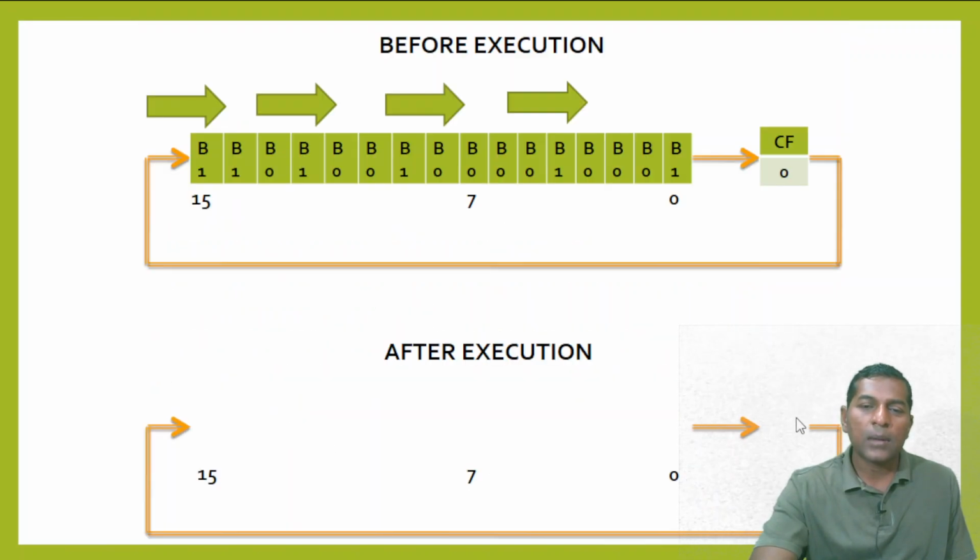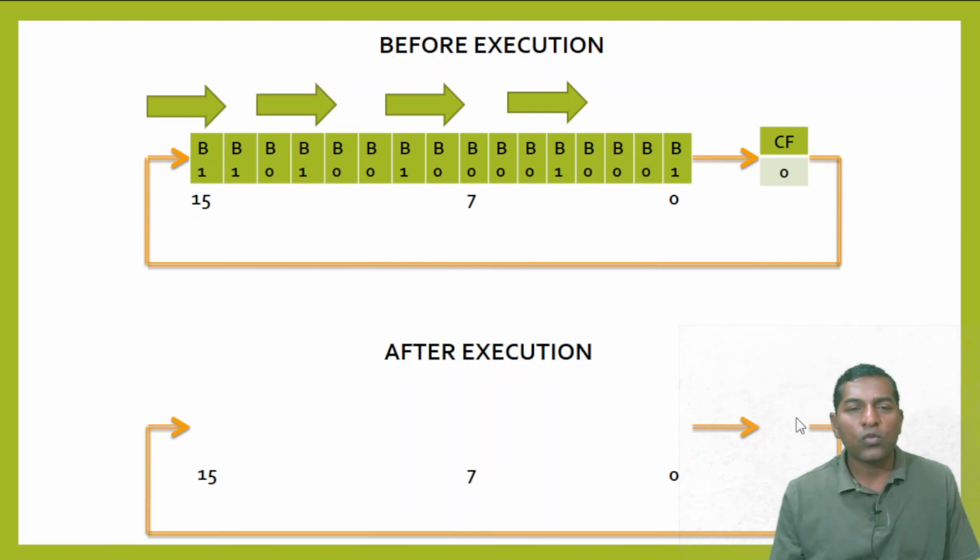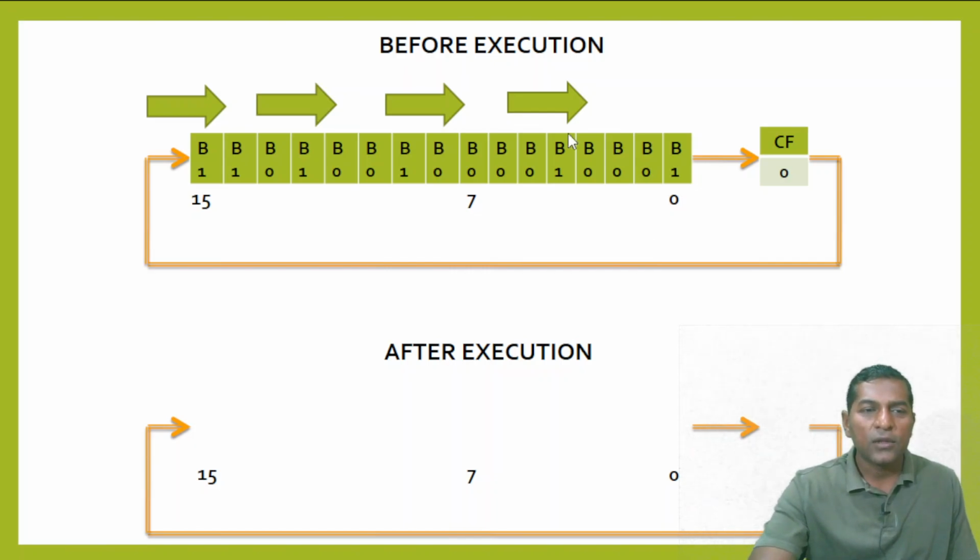So this is an example. How does it work? If we are trying to shift the contents, RCR, rotate right through carry. The contents of carry is 0 and the contents at B0, B1, B2 are likewise. So when we rotate, the contents will be moved into the carry flag. This B0 content will be shifted to the carry flag, and the contents of the carry flag will be shifted into the B15th location.